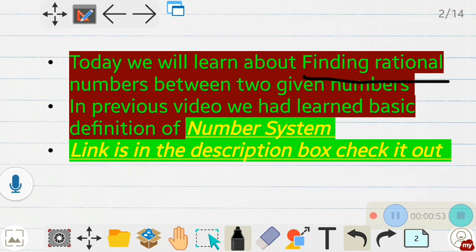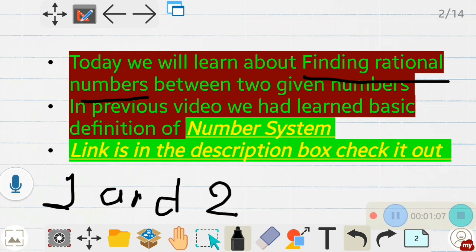So in today's video, our topic is to find a rational number between two given numbers. We will learn how to find a rational number between two given numbers. Let's suppose we are given 1 and 2 as the two numbers, and we want to find a rational number between them. So in this video we will learn about that.